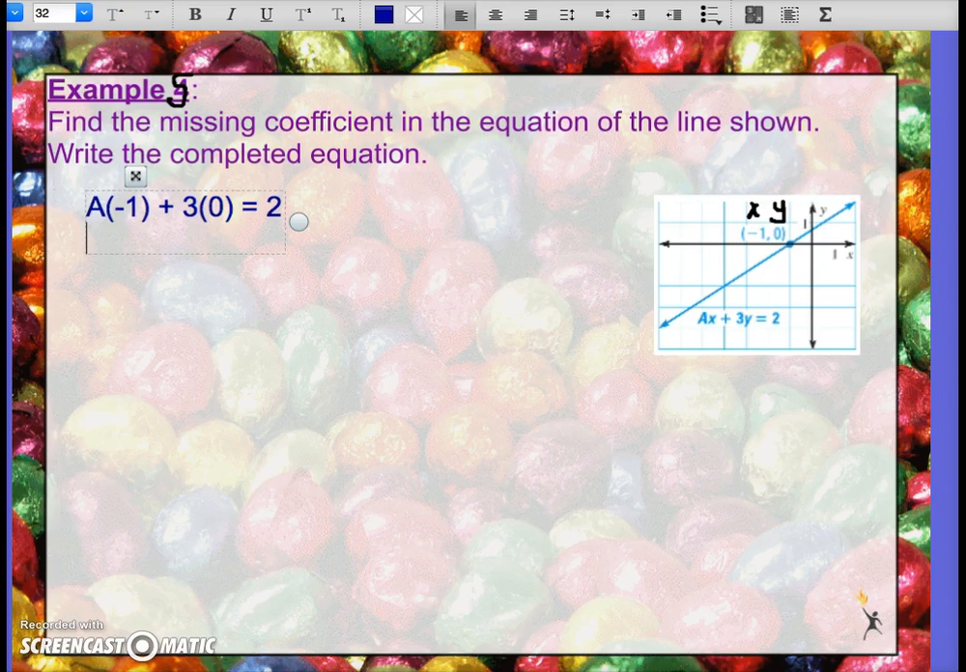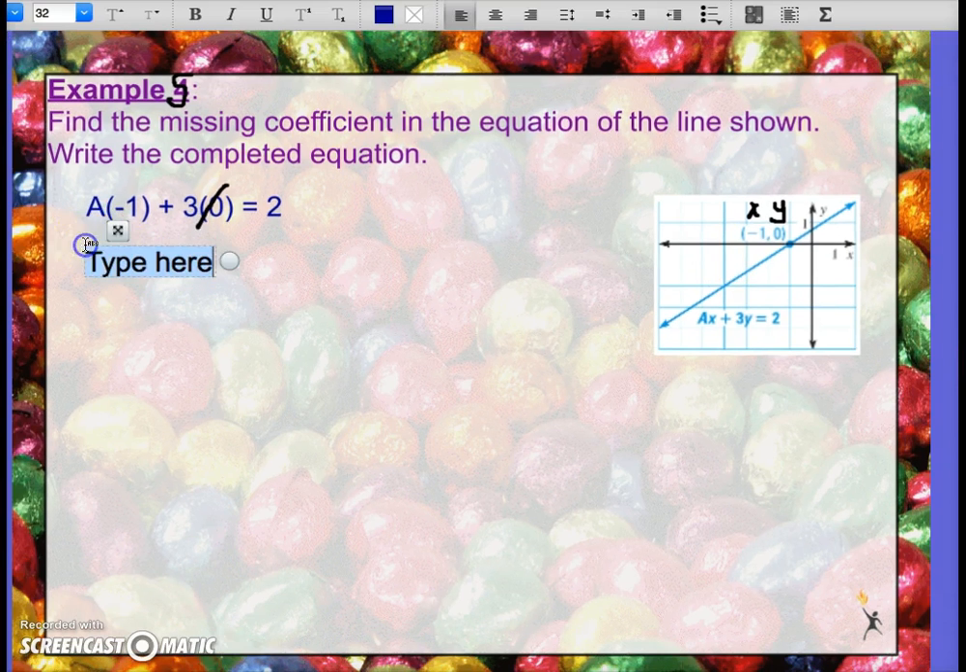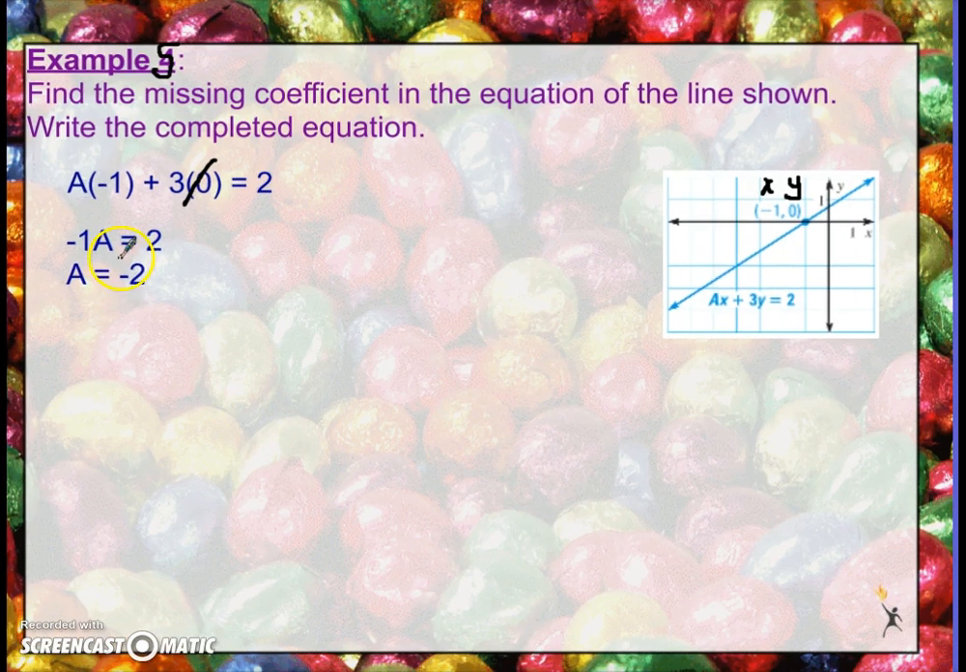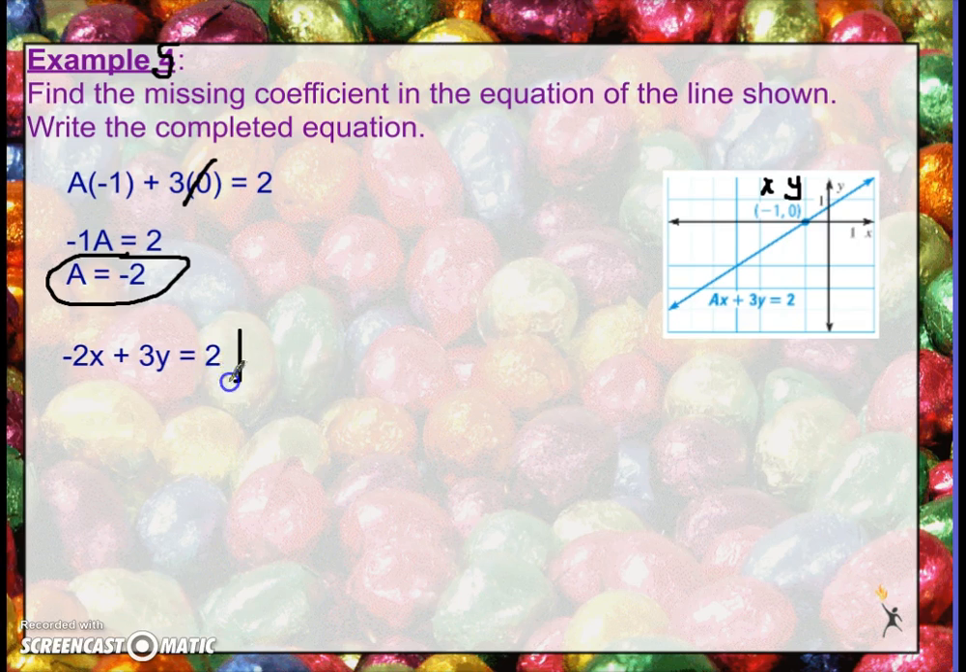And if you remember, 3 times 0 is just 0, so that's going to go away. A times -1, I like to put the coefficient first. So -1a equals 2. When I divide by -1, I just get a equals -2. Now, I found what a should be. I found the missing coefficient. But if you read, it says write the completed equation. So my final answer is plugging a back in. So I get 2x plus 3y equals 2. And that is it.